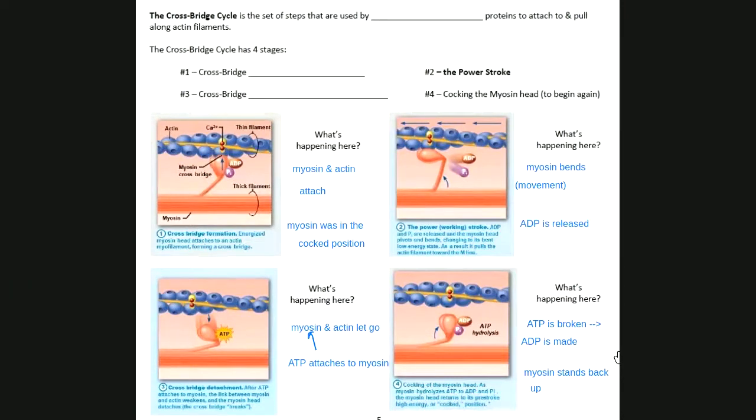So let me pull up the homework assignment here and we'll chat through some of the questions that you had, to see if we can figure out which of these 4 stages was being described in each question. One of the questions said that this was the stage where ATP attached to myosin. Which stage does ATP attach to myosin?